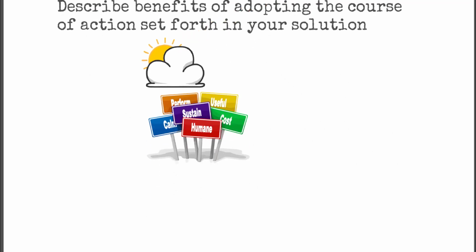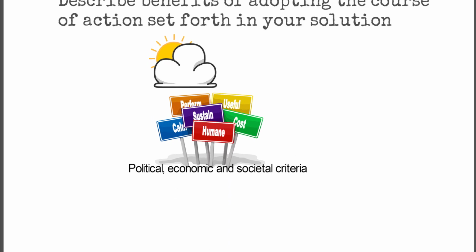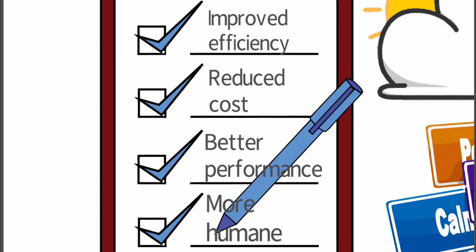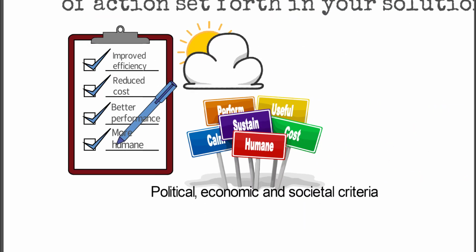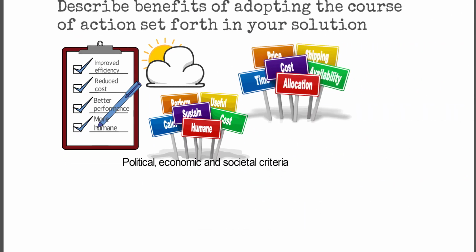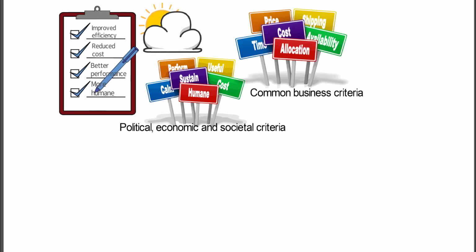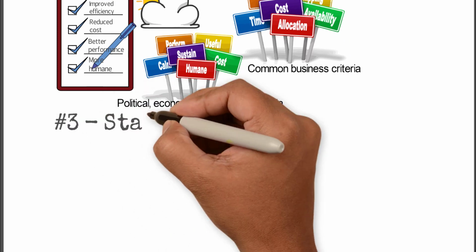And when you go after the benefits, you go after the hard verbs like calm, sustain, useful, perform, things like that, like improved efficiency, reduced cost, better performance, more humane. Those are the types of things that we want to talk about as political and economic criteria. And then there are all the business criteria such as costing, shipping, price, availability, time, and things like that.